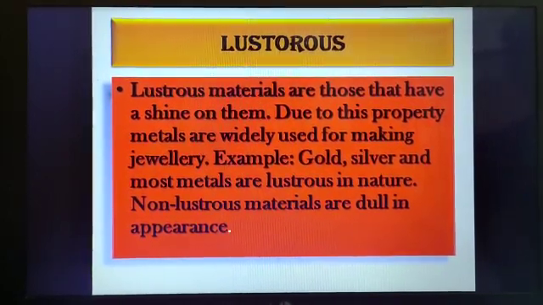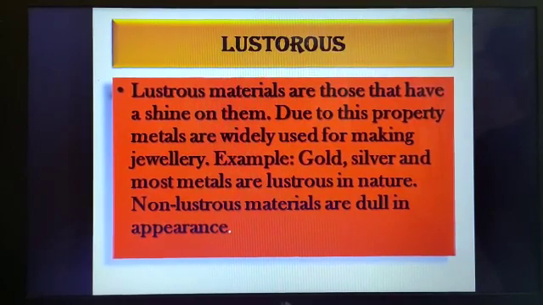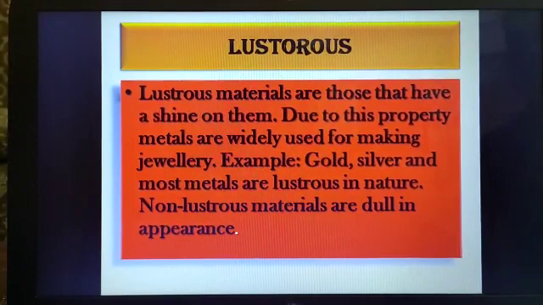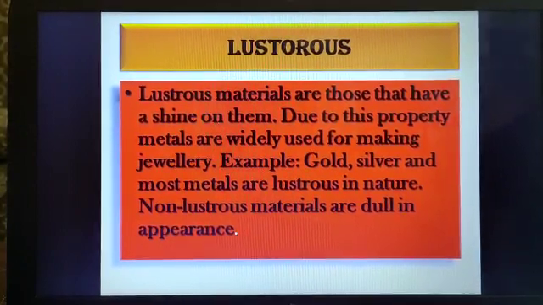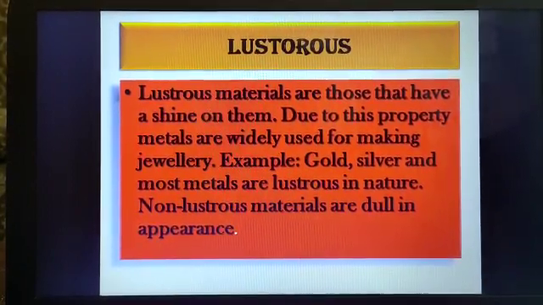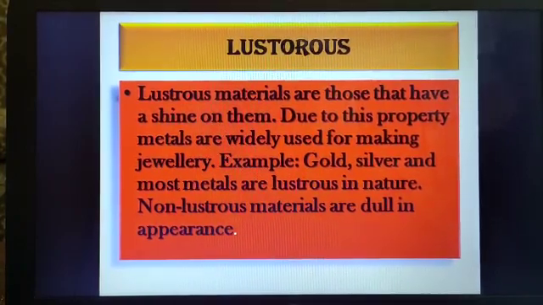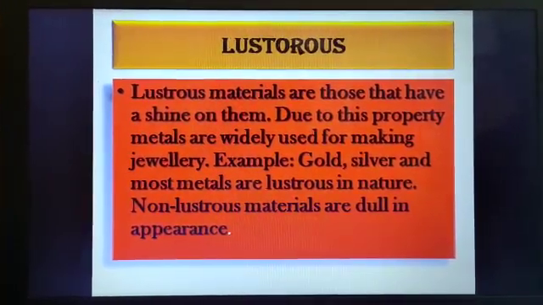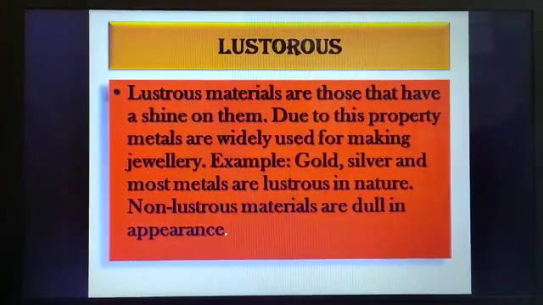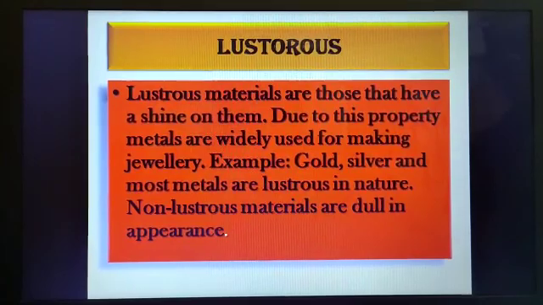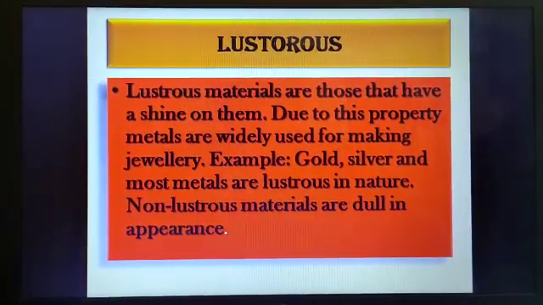Now let us talk about the lustrous property of the materials. Lustrous materials are those that have a shine on them. Due to this property, metals are widely used for making jewelry. For example, gold, silver, and most metals are lustrous in nature. Non-lustrous materials are dull in appearance.